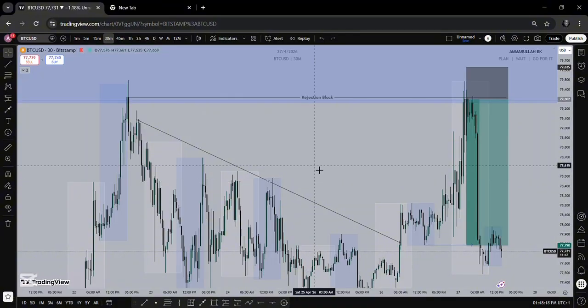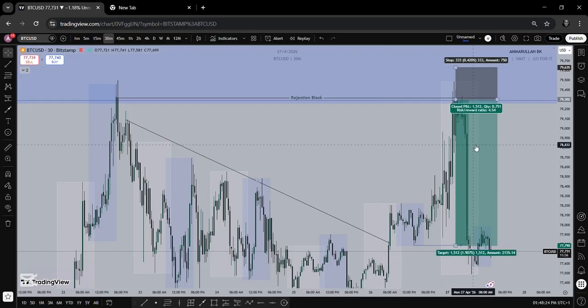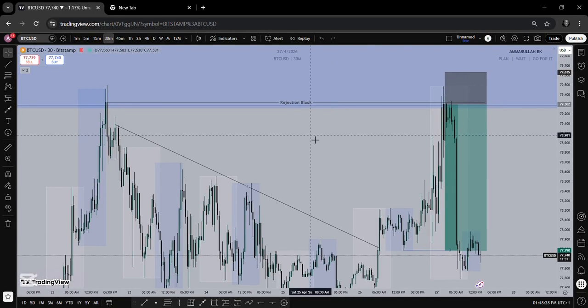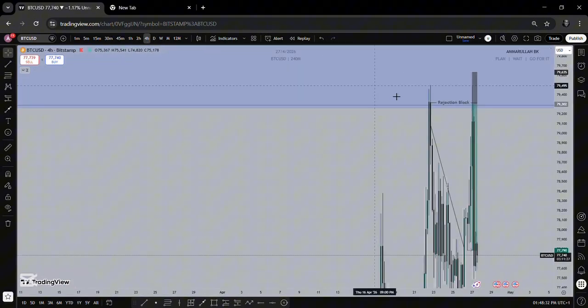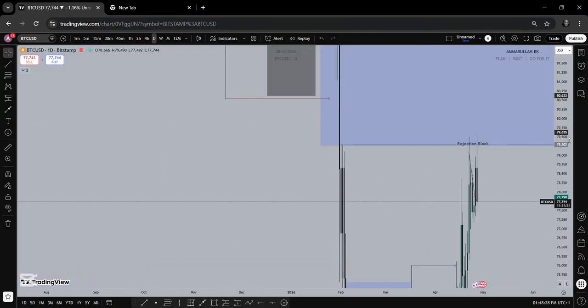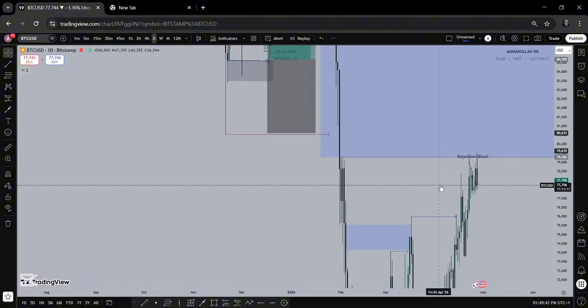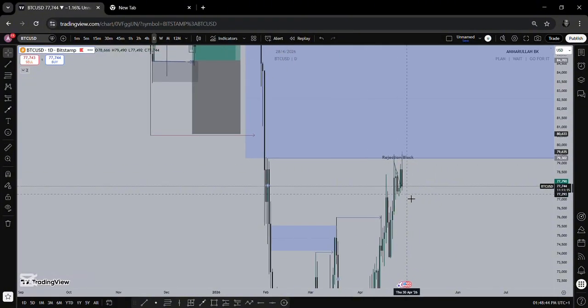Right. So this is rejection block. This is how I use it on this trade and catch this move. As you can see, it is a 1 to 4 trade on Bitcoin. This is the Bitcoin chart you are looking at right now. So let me clean everything and start from higher time frame for a clearer view and more detailed explanation for you guys to know why I short the market.